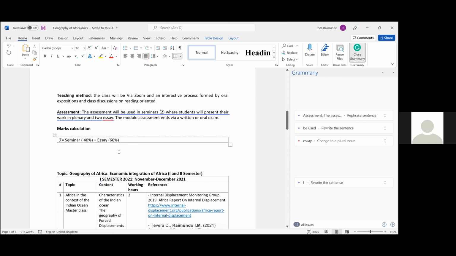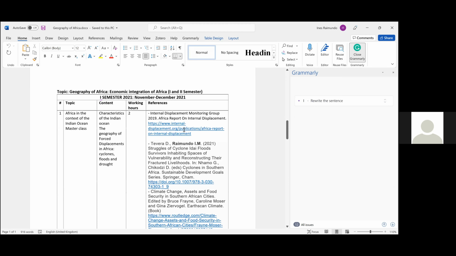So I also have the thematics or topics that we will discuss, the working time, and also references that we'll have here. So the first one is about Africa in the context of the Indian Ocean, which is what we are going to talk about today.